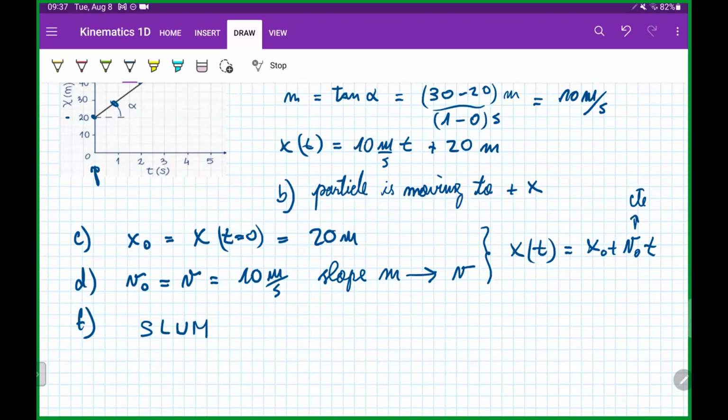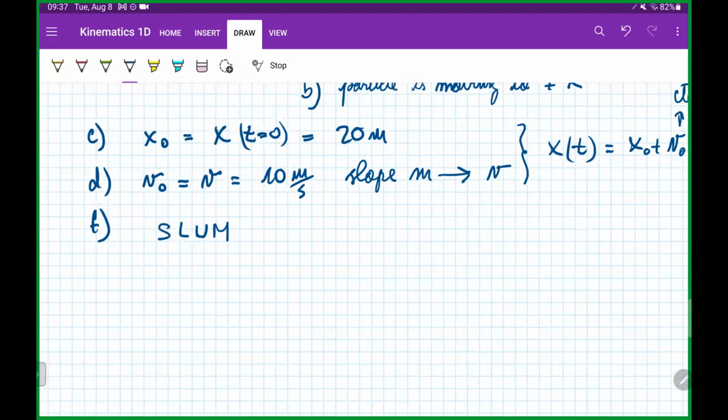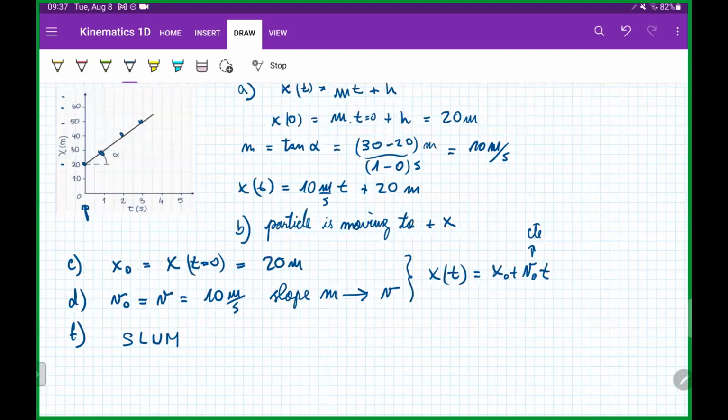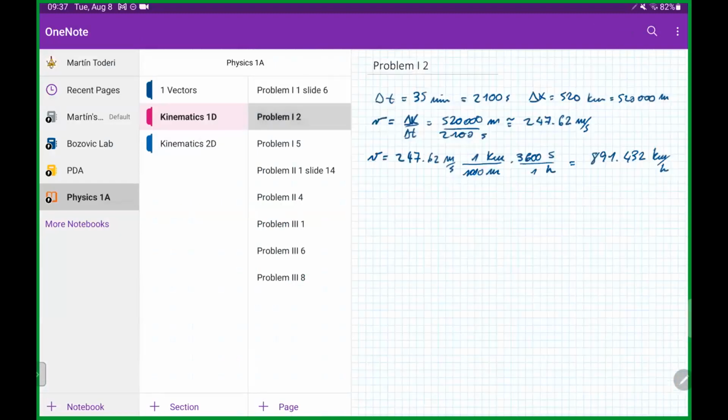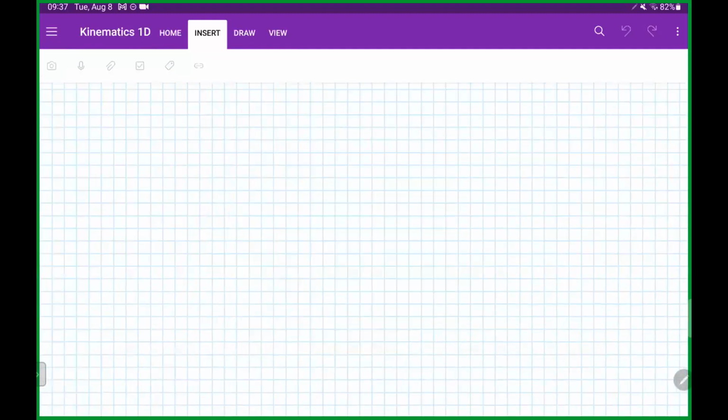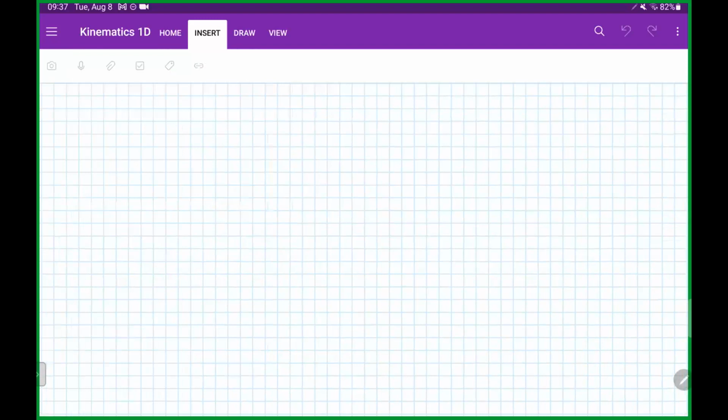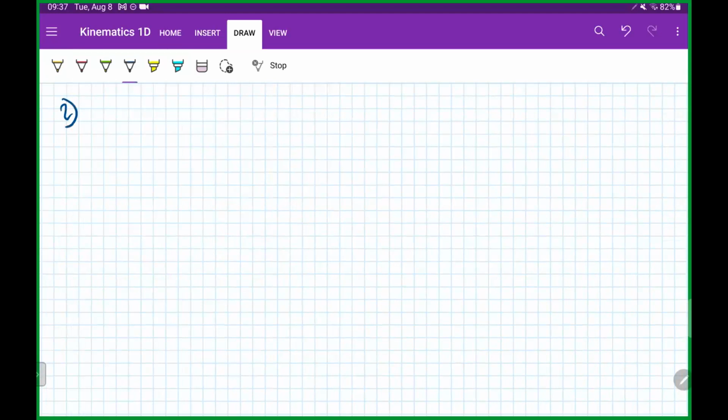Okay, let's take a look at exercise 2. Let me go back, problem 2. Problem 2 says a commercial plane takes 35 minutes to fly between two cities separated by about 520 kilometers in a straight line. Obtain the average velocity in kilometers per hour and meters per second.